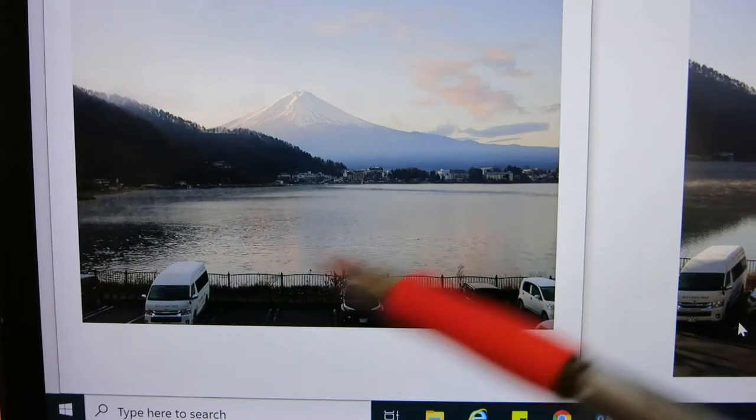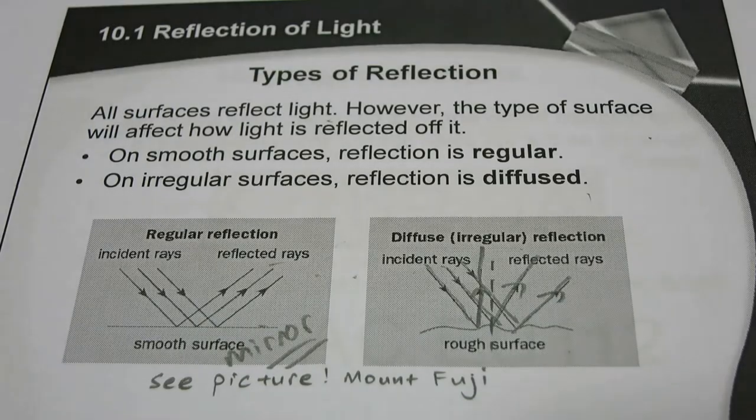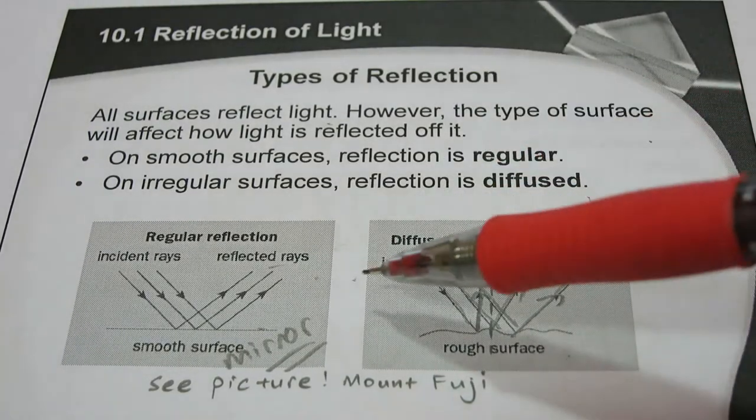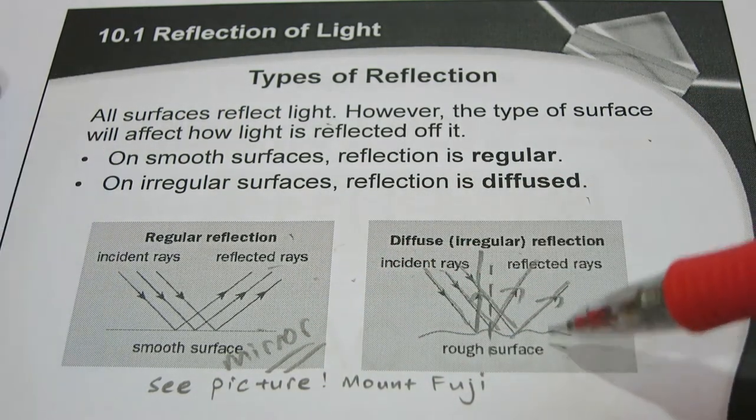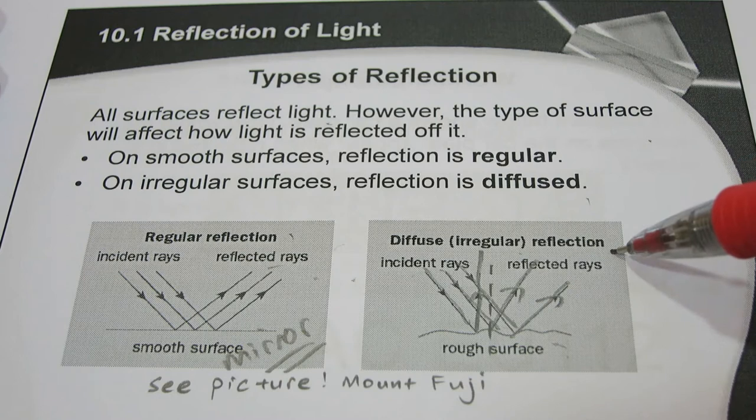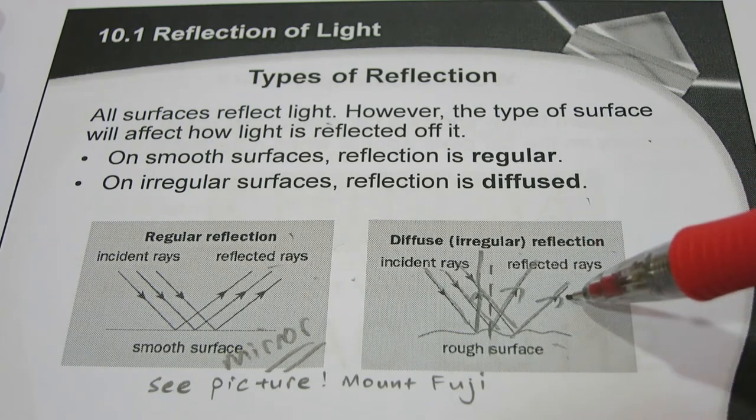That's why you don't have a nice reflection being formed here. Alright, we're back to over here. So smooth surfaces will give you a nice regular reflection. Rough surfaces, they will also reflect, but they don't reflect well enough to give you a nice reflection.